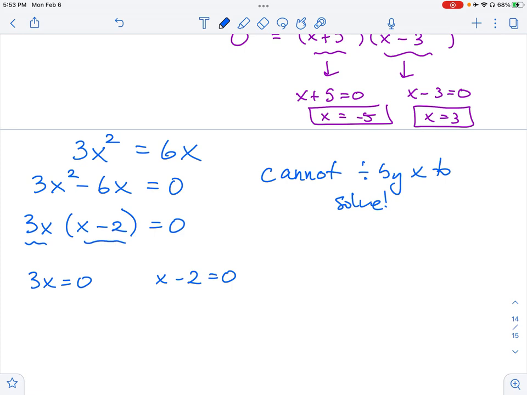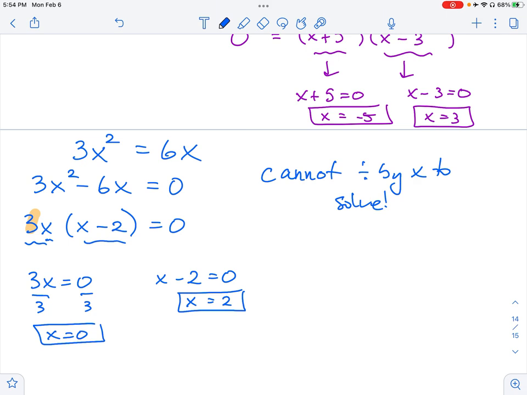Notice that in this case, the 3 doesn't really affect the solution. I could divide by 3, 0 divided by 3, that's still 0. So really this 3 does not play into my solution set. Please be careful of that. 3 doesn't equal 0 ever. So it doesn't play into my solution set, but we have this x that gave me a 0. We have the x minus 2 that gives me a 0 at 2. So I still have two solutions.